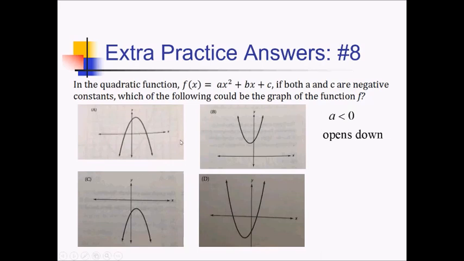Now they said the c value is also negative, less than 0. Well, that means that my y-intercept is negative. My y-intercept is below the x-axis. So between choices a and c, which one has a y-intercept below the x-axis? That would be choice c, has the y-intercept down here. So choice c must be our answer.